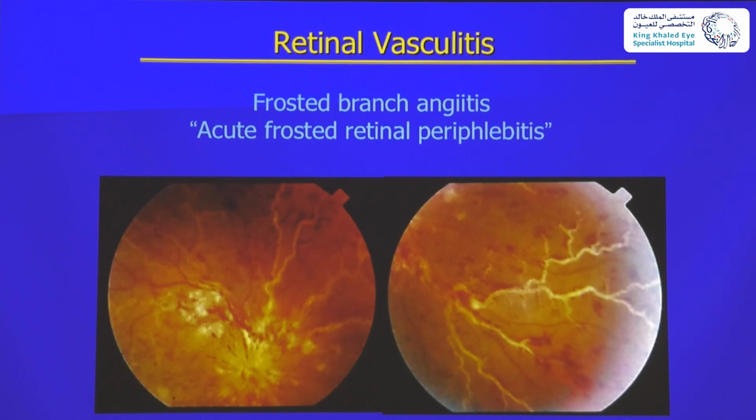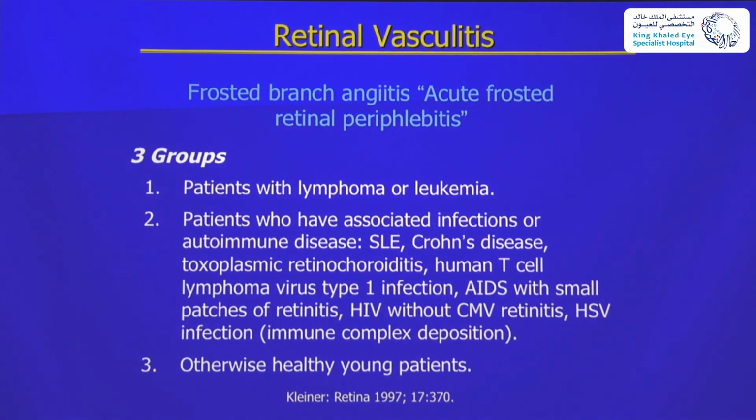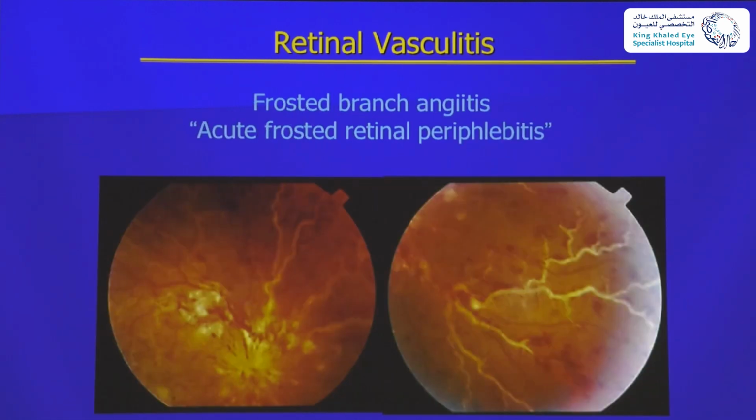So, this condition can be idiopathic, meaning that the workup is completely negative. But before you make a diagnosis of idiopathic frosted branch angiitis, you have to look carefully to rule out lymphoma or leukemia. And I'm going to show you a clinical case of a patient in whom lymphoma or leukemia presented like this.